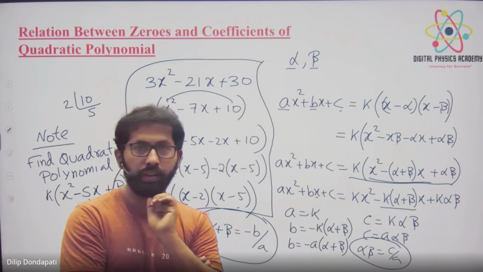This is a general thing. I told you, right? When ax square plus bx plus c is given, we know that alpha plus beta is minus b by a, alpha beta is c by a, where alpha and beta are zeros. This is a quadratic polynomial. Now I will also give the relationship for the cubic polynomial. Learn these things, we already noted them down, right?